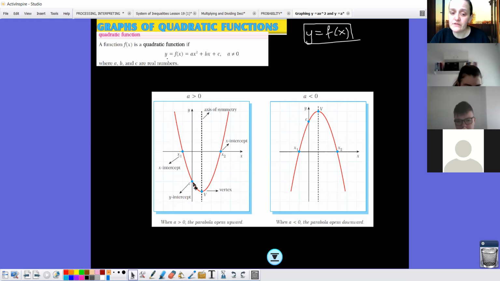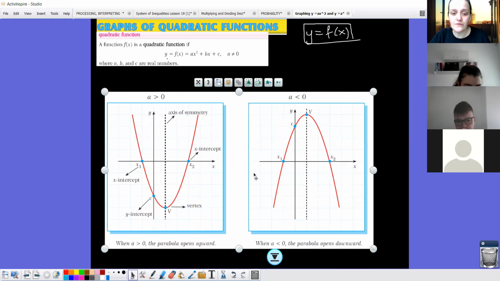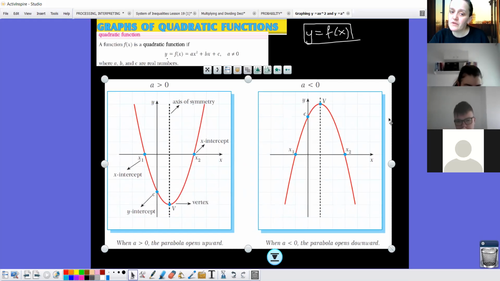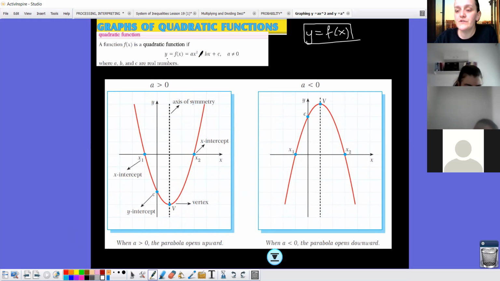What is given here? Two cases are given. You can see them in the book, but it is important to take note of what these elements are. Here, the first graph is if your a, the coefficient of x squared, is positive. If your a is positive, your parabola will open upwards. Like this, it will go upwards.